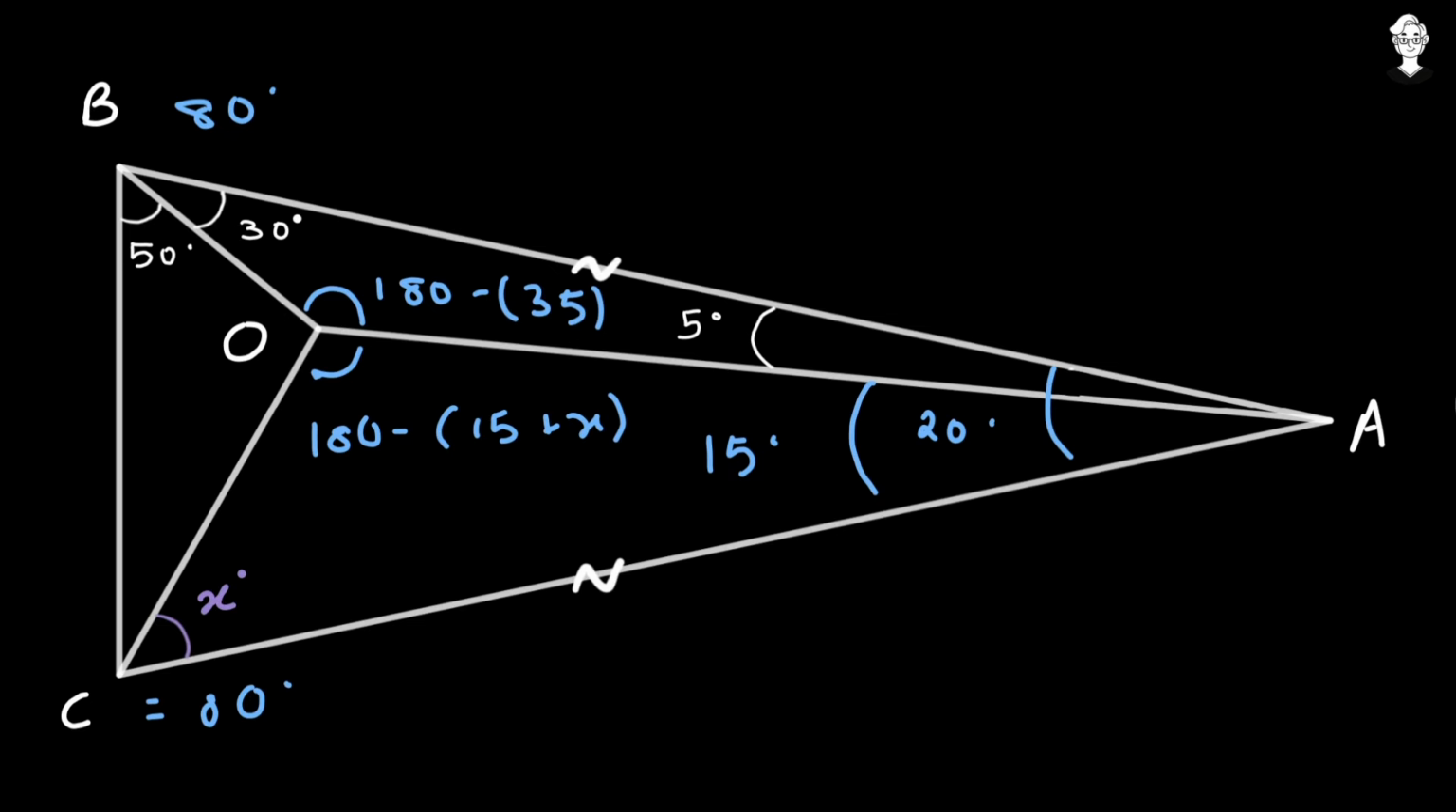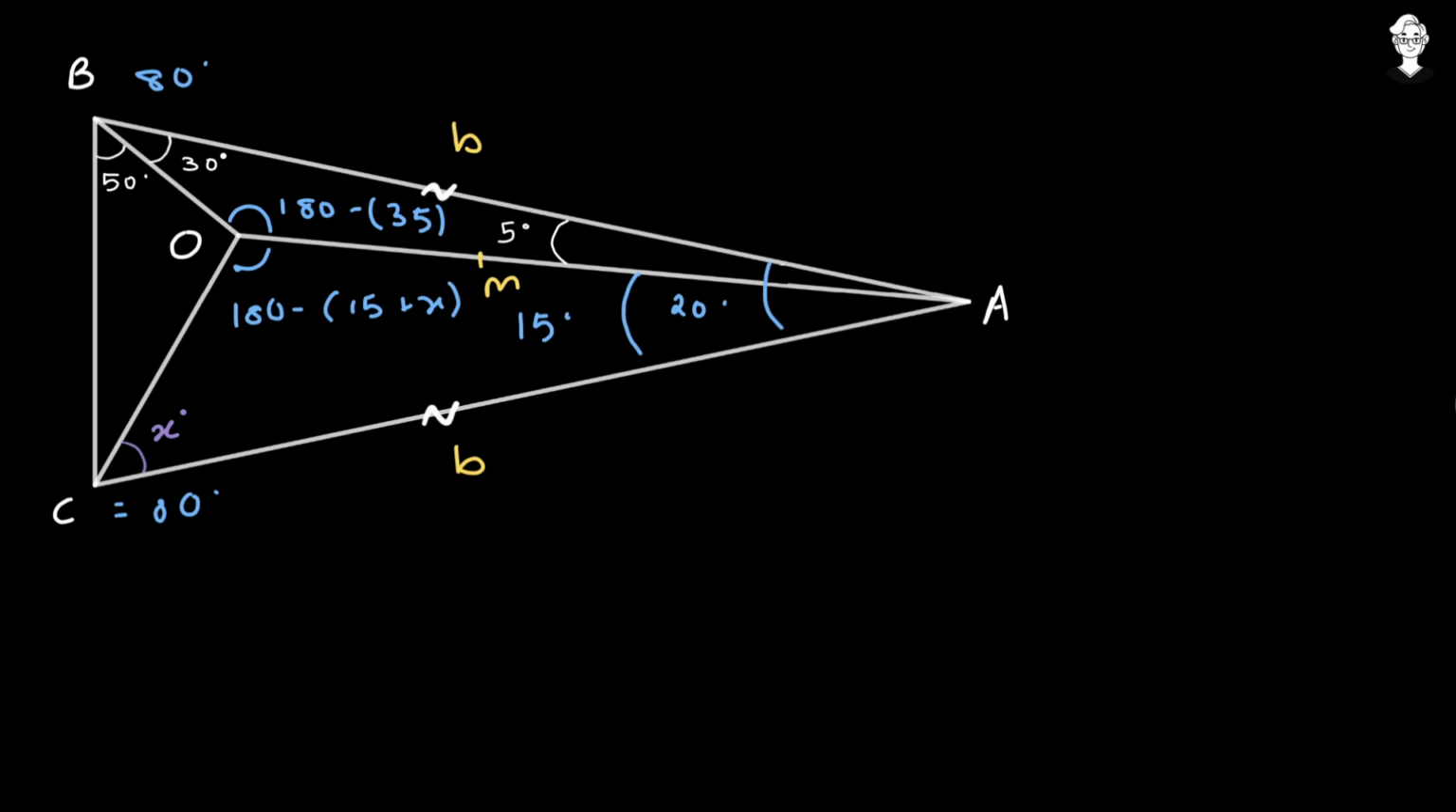Now we will mark the side lengths. So let the equal side of this triangle be labeled as B. This means AB equals AC and let it be equal to a variable B. Okay. And let this length AO be equal to a variable M. So in this particular diagram we have marked all the required angles and all the required line segments. Now let us move on to the actual solution.